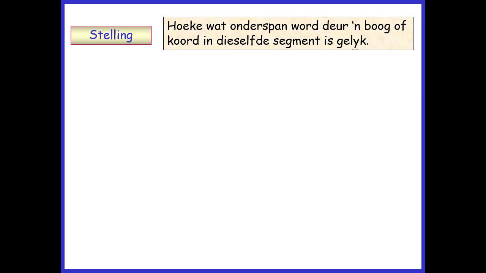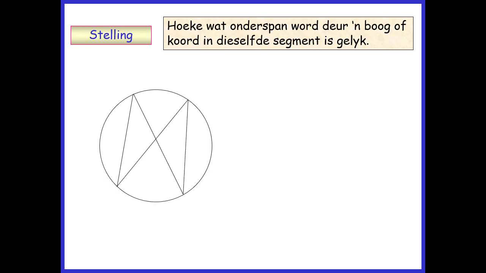On that page of notes that I handed out with the reasons, you'll see him there. Hy lyk of hy 'n striktassie is. It looks like a little bow tie. Wat sê die hoeke wat onderspan word deur 'n boog of 'n koord in dieselfde sirkelsegment is gelyk. So if two angles are being subtended by the same chord, it means that they are equal to one another.